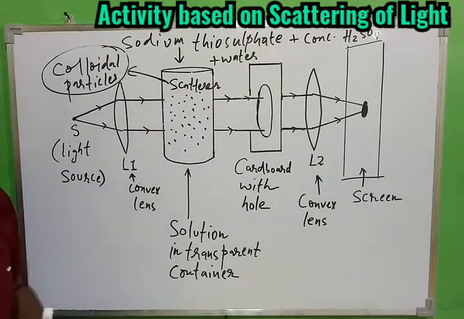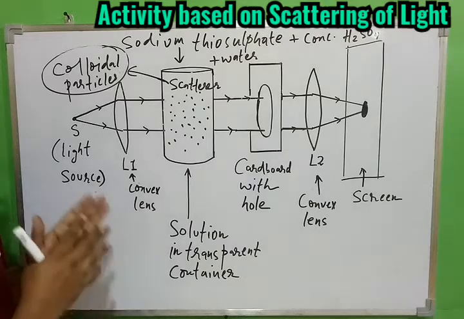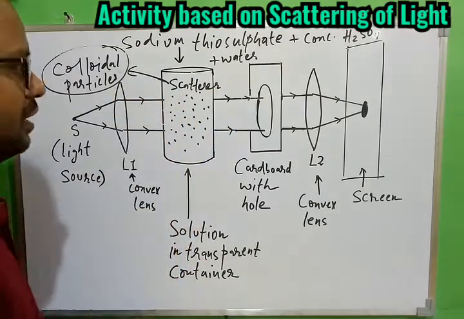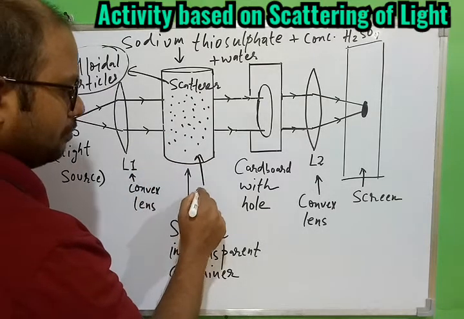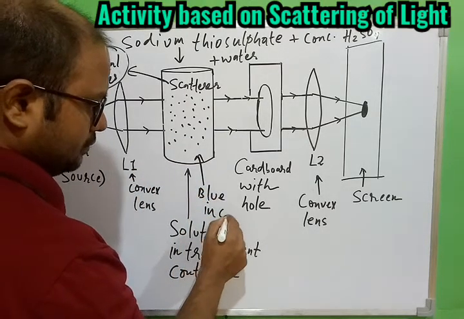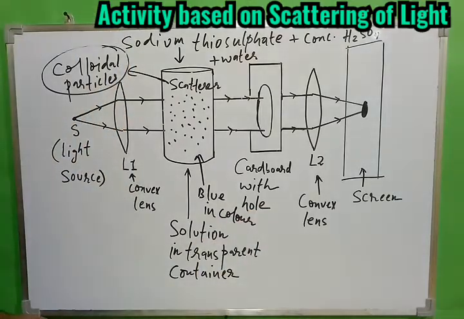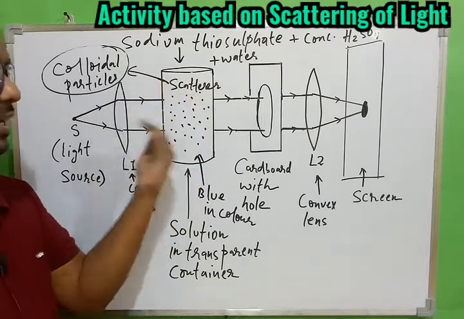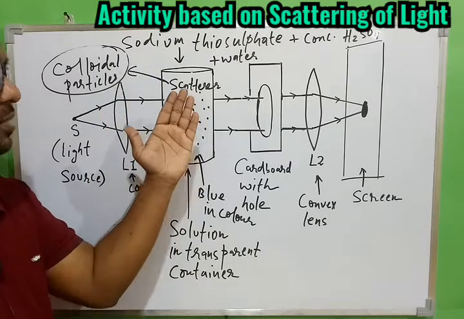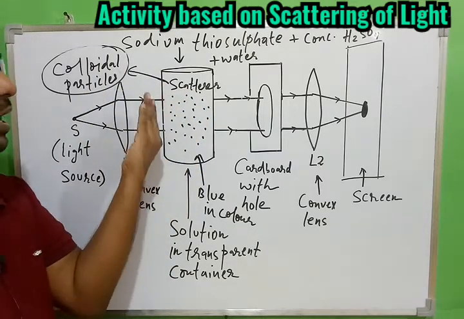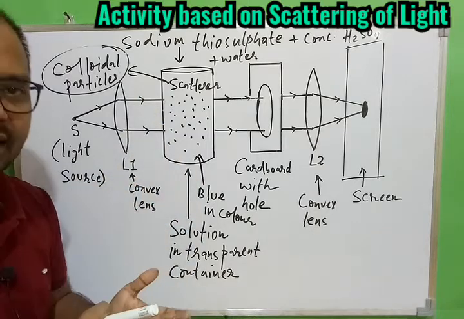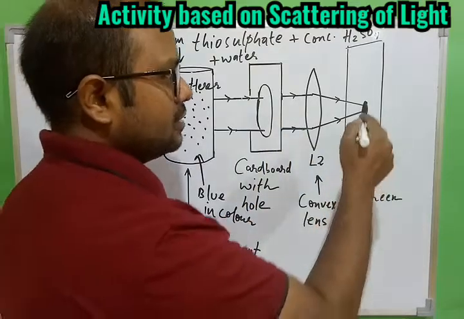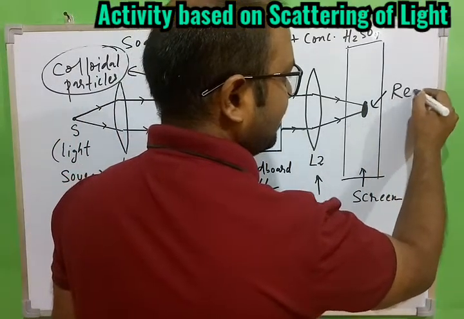Now what will be the observation? We should know one thing, that is overall once we do this activity, the observation will be the container will become blue in color. So if we look at the container from all sides, that is the front side that you will see, the back side which you are not able to see this time, and this side, basically it will become blue in color. That is first thing. Second thing is, on the screen finally at the center you will be able to see a red color spot.